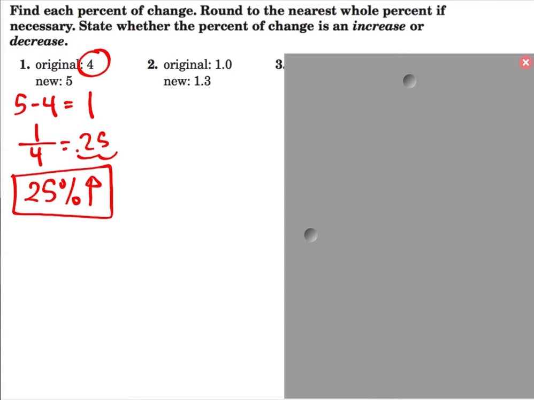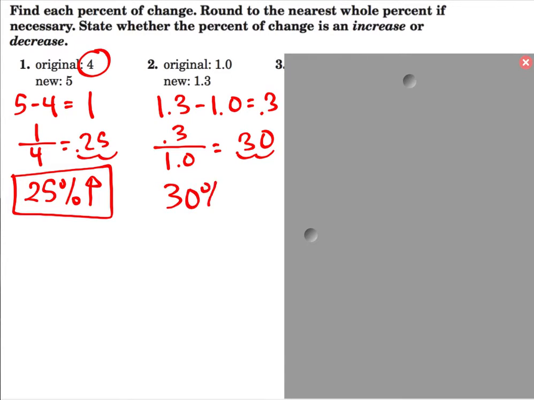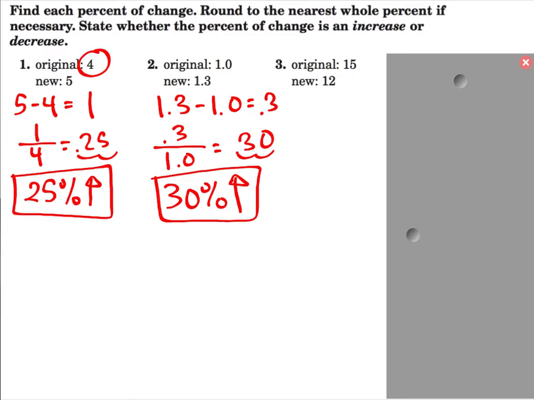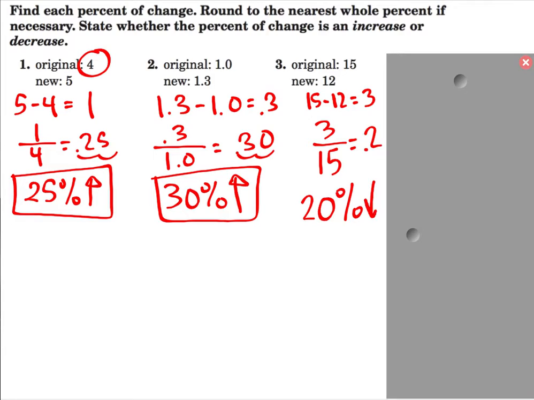Next example. Going from 1 to 1.3, that is a change of 0.3. So 0.3 compared to the original 1 is 0.3. Change it to a percent, it's 30%, and since it went up, it is a 30% increase. Next example. Going from 15 to 12. First, the amount of change is 15 minus 12, 3. You take the amount of change and compare it to the original. And 3 divided by 15 is 0.2. Change that to a percent. 20%, this time it went down, so this is a 20% decrease.